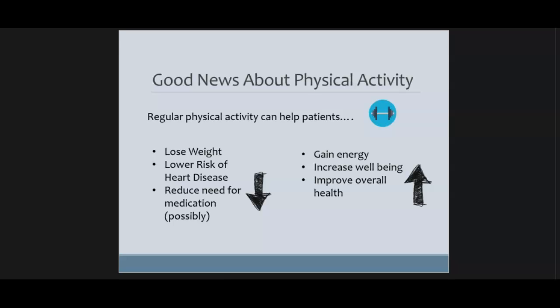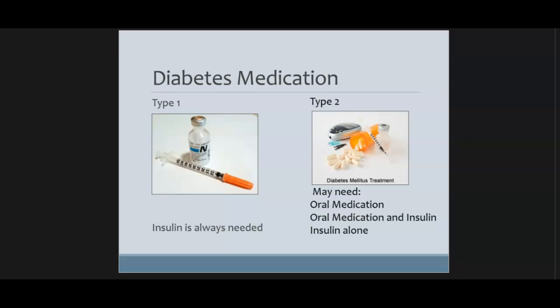Good news additionally for diabetics is that physical activity does a lot of good things for patients with diabetes, helping them lower their risk from all these other comorbidities. If they lose weight, it's going to help lower their risk of heart disease and perhaps reduce their need for medication, obviously not if they have type 1 diabetes. They'll have more energy, they'll feel good when they exercise, and it improves their overall health. So that is highly recommended for patients who are diabetic.